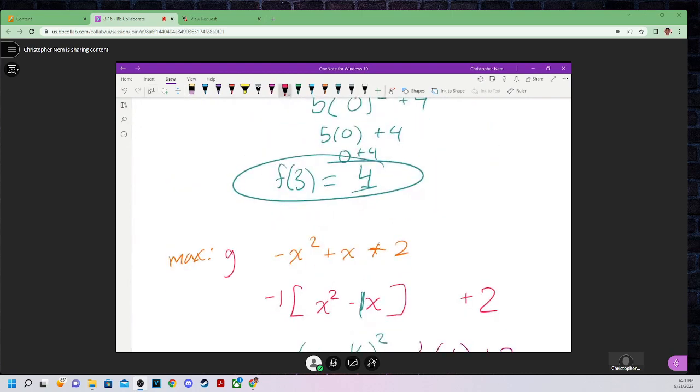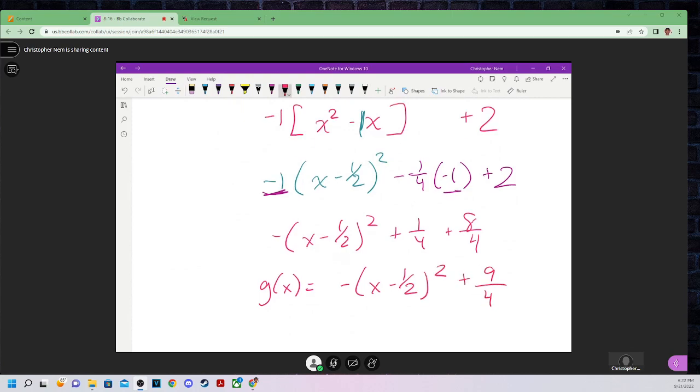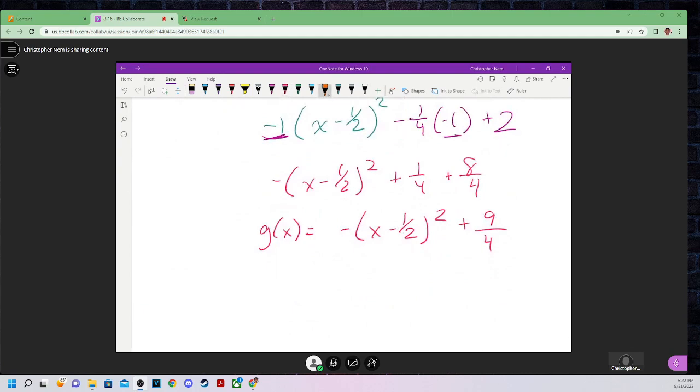Let's call this g of x. We're going to get g of x equal negative x minus 1/2 squared plus 9/4. This means, in transformation, we reflect across x, we move right 1/2, and we move up 9/4.